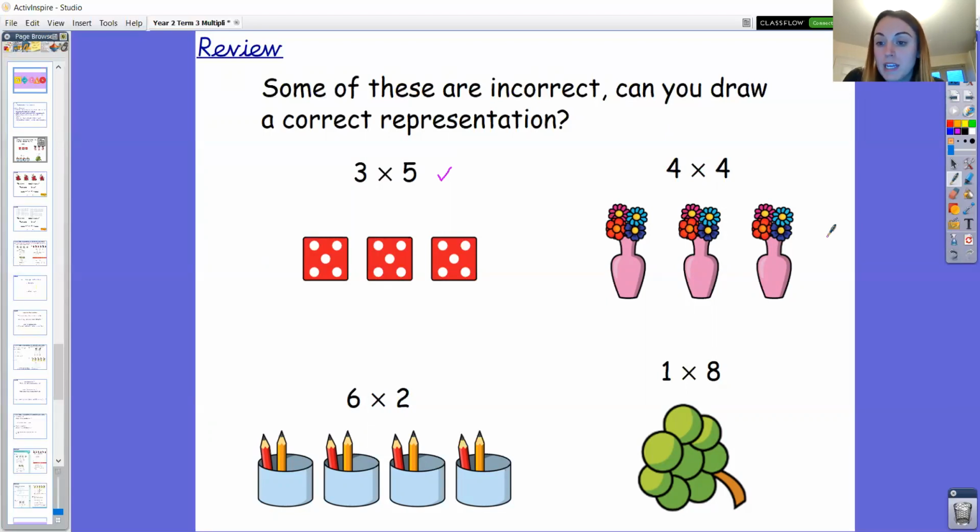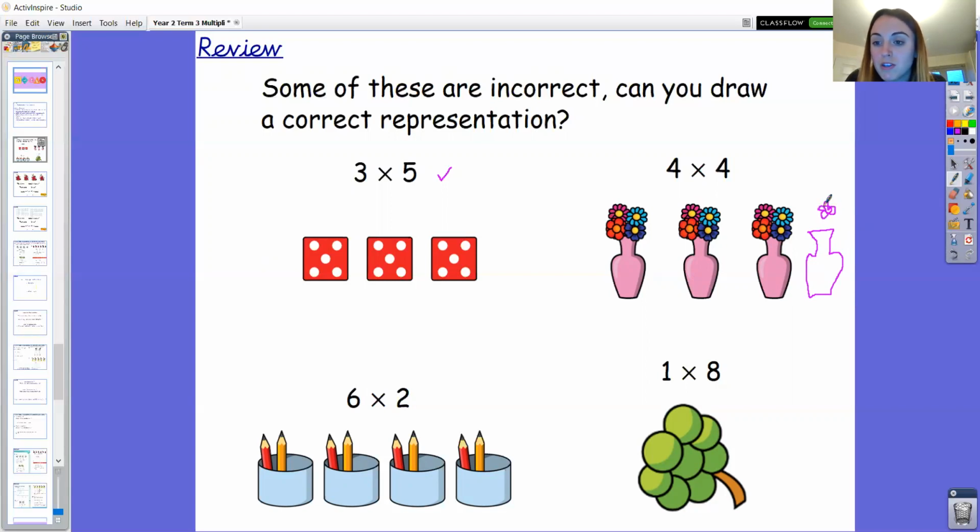Brilliant, well done, Year 2. We need to draw 1 more vase. I'm going to try my very best. Now we have 4 equal groups. Fantastic. Well, I mustn't forget the flowers, because how many flowers are inside each group? Brilliant, there are 4 flowers inside each group.